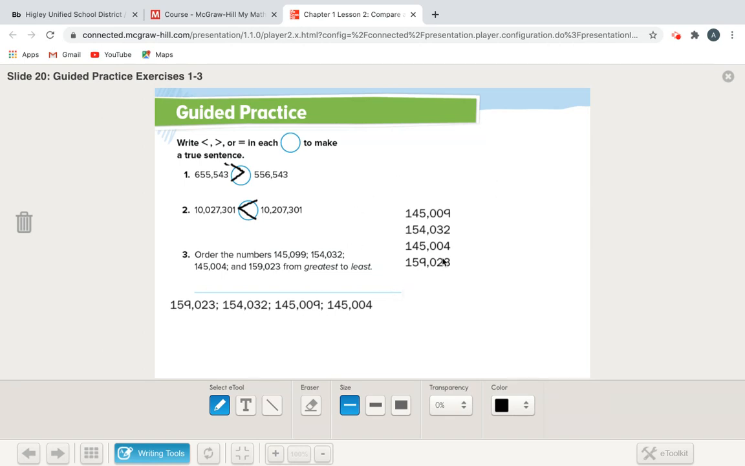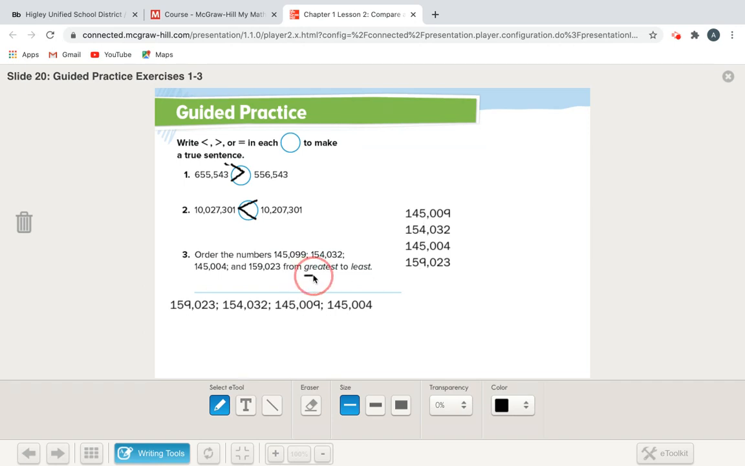Now over here, I've already gone ahead and rearranged these. So if you have a list of 3 or more numbers, you're going to want to definitely rearrange them like this so that you can really take a close look at them. Notice that I have all of my ones place lined up. Now I can easily look and decide which ones are greater than, less than, or equal to.